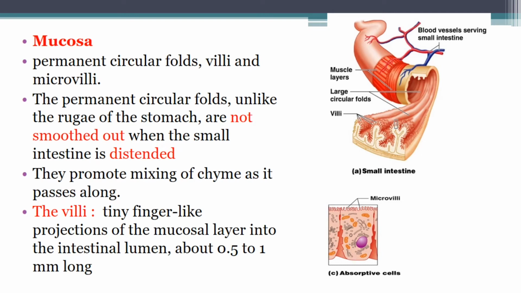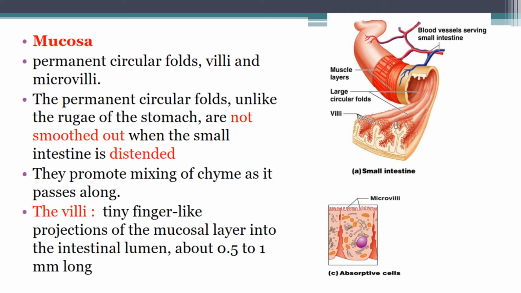The permanent circular folds are like the rugae, which are the same in the stomach, but not smoothed out when distended. In the stomach the rugae smooth out when the stomach wall is distended, but in the small intestine it is not like that. They promote mixing of the chyme as it passes along. Up to the stomach there will be a bolus, then there will be mixing of the enzymes and the bolus will become the chyme. So they promote the mixing of chyme as it passes along.